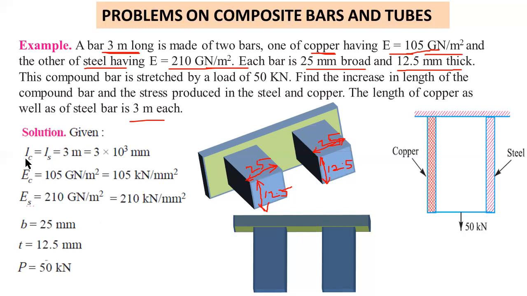Okay, so length of copper equal to length of steel equal to 3 meters. 1 meter equal to 1000 mm, so 3000 mm is the original length. Young's modulus for copper is equal to 105 gigapascal. 1 giga equal to 10 power 9, so 10 power 9 newton per meter square, and also 1 gigapascal equal to 10 power 3 newton per mm square.